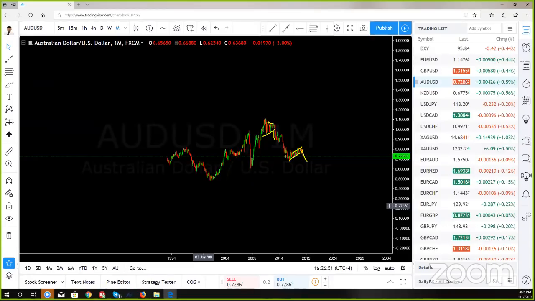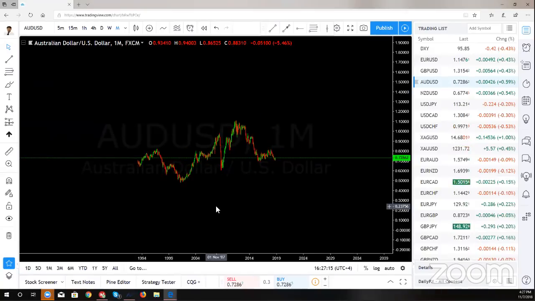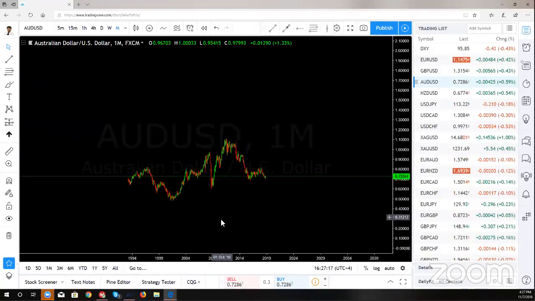I actually predicted it. You can go and check on Facebook and even on my TradingView profile that is banned, it's still there. But this is how the market actually works.